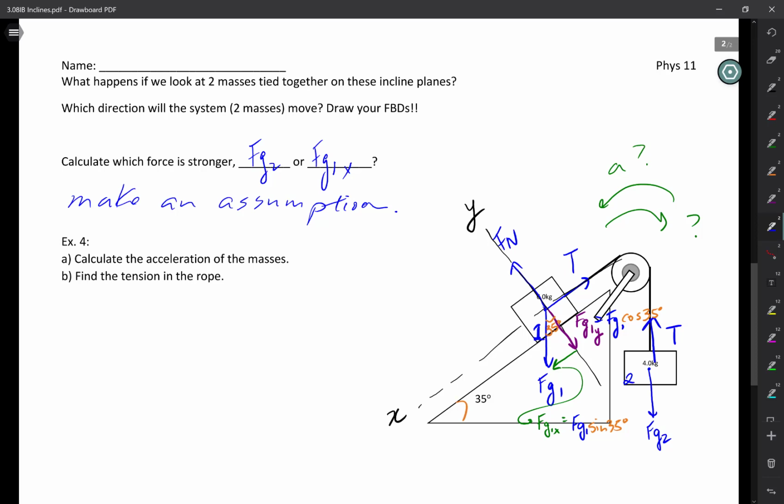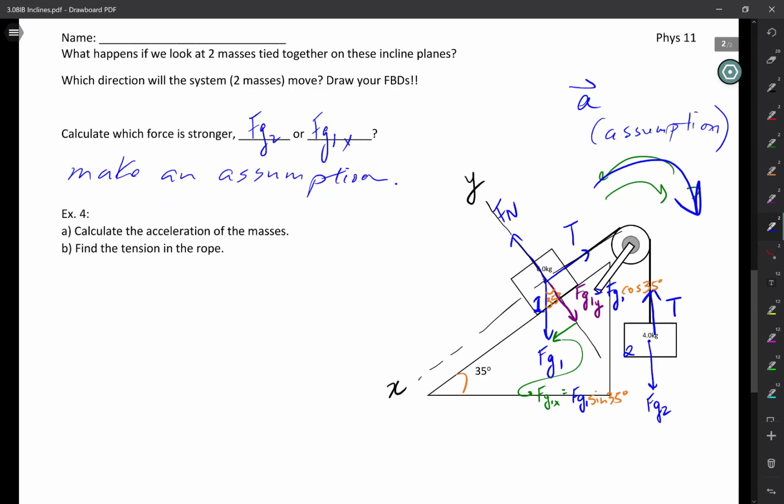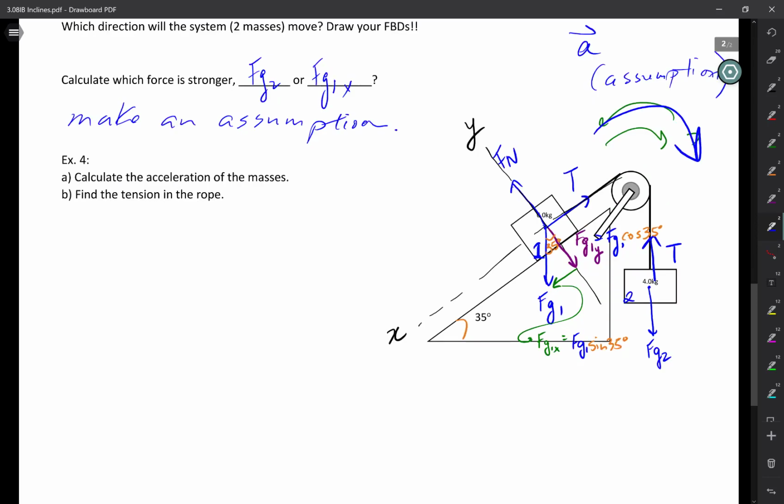as whatever you assumed. So I am going to assume that my whole system is traveling towards the right, traveling down on the right. So this is my assumption. I'm going to assume that my whole system will be going down on the right, and I am going to use that to calculate the acceleration of the masses. I am going to look at that blue line as my direction of acceleration. So I'm going to look at my F net.